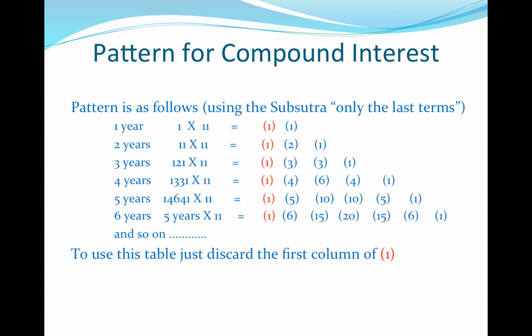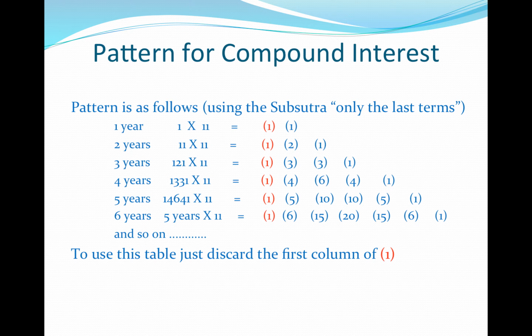Now, to calculate the fourth year, multiply the third year, that is 1331, with 11. The rightmost 1 stays as it is. The next number is 3, so 3 plus 1 is 4. Next number is 3, so 3 plus 3 is 6. Next number is 1, so 1 plus 3 is 4, and the leftmost 1, write it as it is.